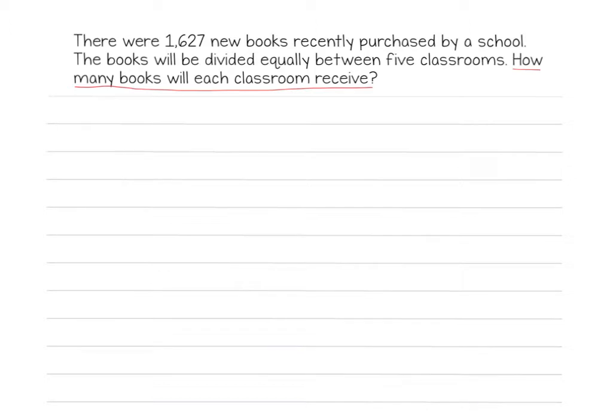There are 1,627 new books. The books will be divided equally between 5 classrooms. Write your equation on the first line on your paper. Pause the video so you can do this.